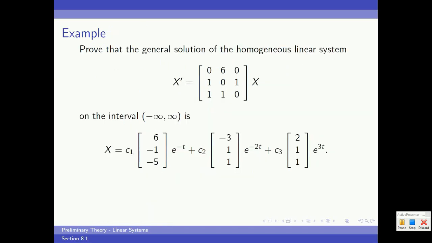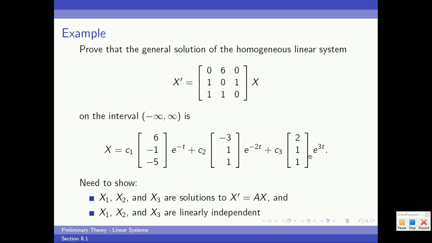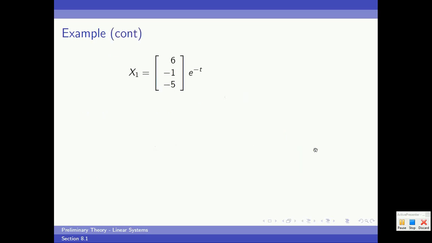Okay, so now if we want to prove that this forms a general solution to our linear system, then there's two things that we have to do. We first have to show that our x1, our x2, and our x3 are solutions to our equation, and then I have to show that they're linearly independent. Okay, so showing that they're solutions.